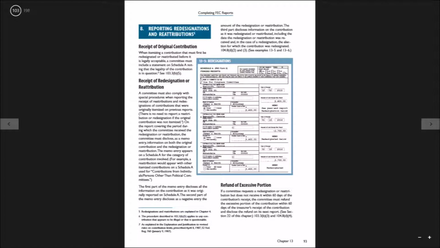Refund of excessive portion. If a committee requests a redesignation or reattribution but does not receive it within 60 days of the contribution's receipt, the committee must refund the excessive portion of the contribution within 60 days of the treasurer's receipt of the contribution and disclose the refund on its next report. See Section 22 of this chapter.